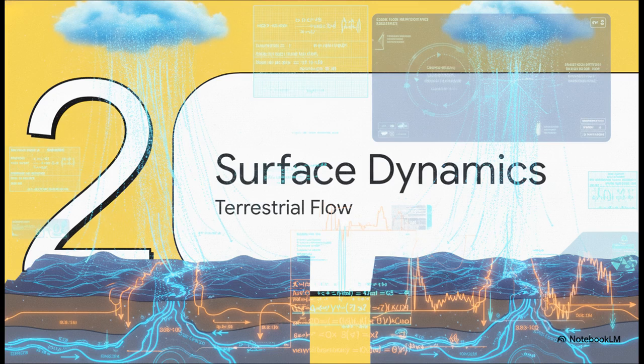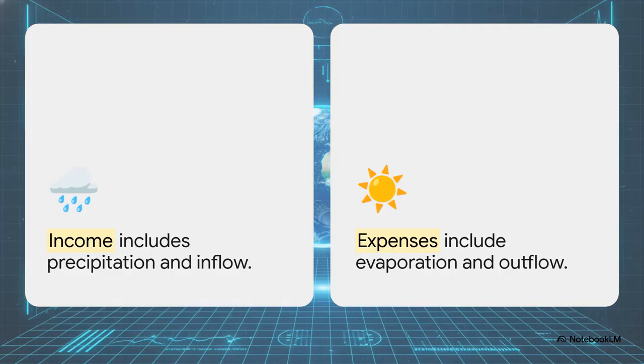Zooming down from the clouds, we hit the Earth's surface. Let's see how all that precipitation actually organizes itself. Think of a drainage basin or a watershed like a giant funnel bordered by topographic high points called divides. And within that basin, hydrologists track what's called a water budget. It actually functions exactly like your personal financial ledger. On the income side, we have precipitation and groundwater inflow. On the expense side, we've got evaporation, human withdrawal, and outflow to the ocean. If expenses outweigh income, well, we start depleting our savings, meaning the stored water in lakes and aquifers.